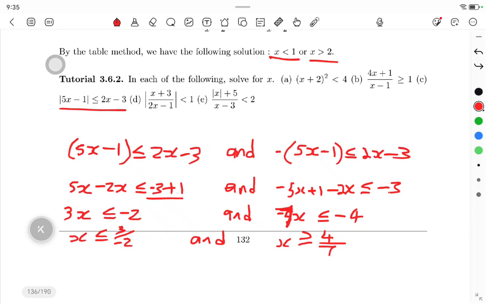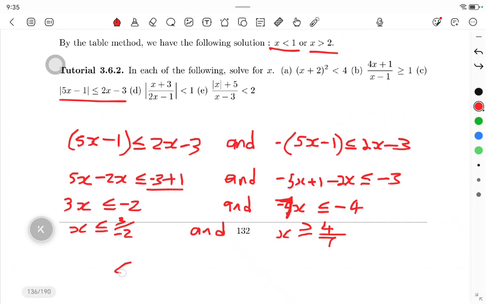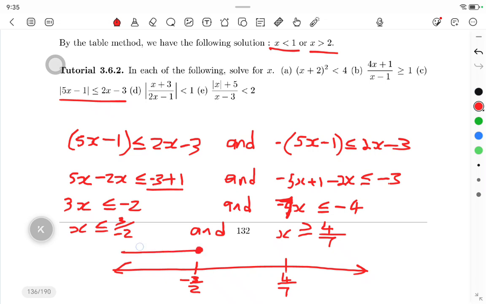Now, we can try to write them in a number line to check this. I think the one which is small is this one, and the bigger one is this one. Now it's saying and, right? It's saying that x should be less or equal to this, so we want to check if it's true. And this is saying x should be this.